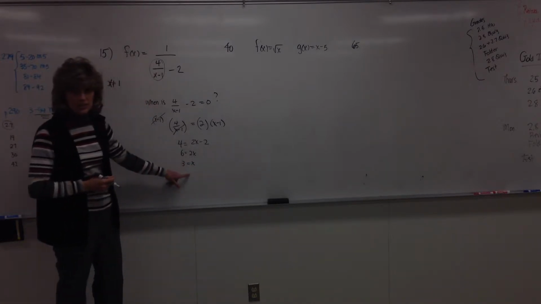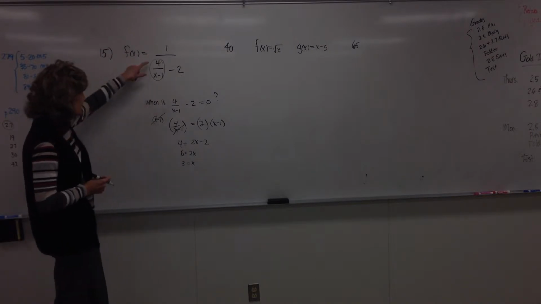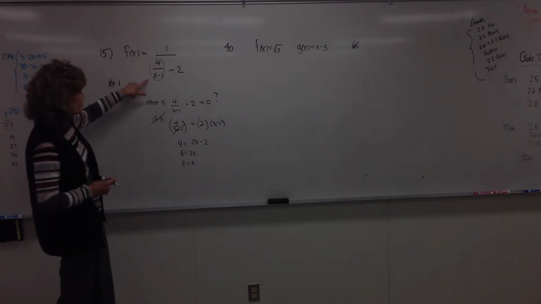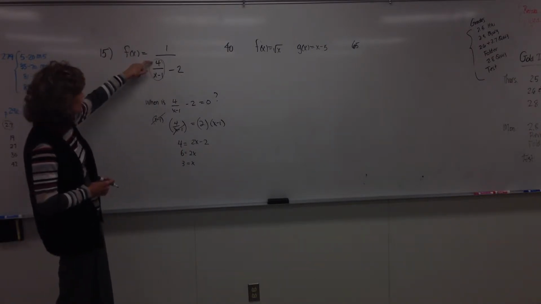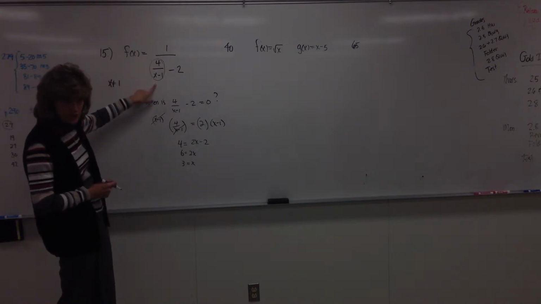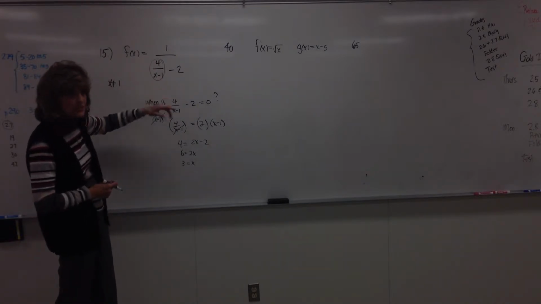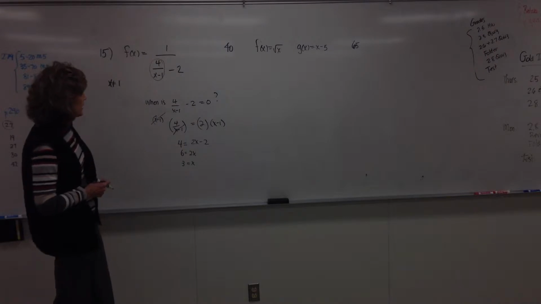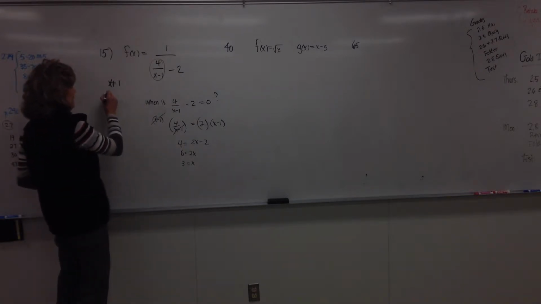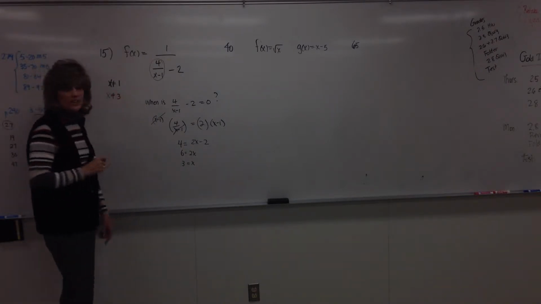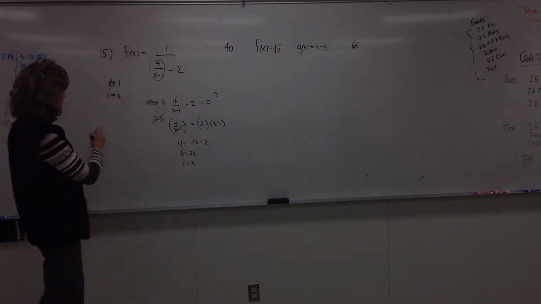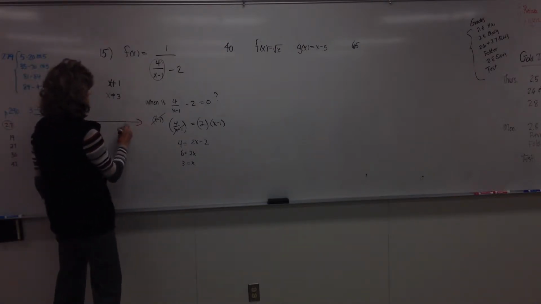So now let's play with this. What if we plug 3 in here? 4 over 3 minus 1, that makes 4 divided by 2, which is 2. And 2 minus 2 equals 0. And so 3 is a problem. x cannot equal 3.